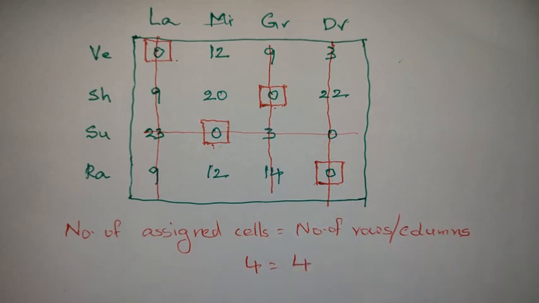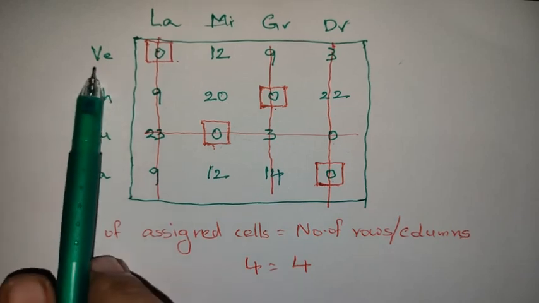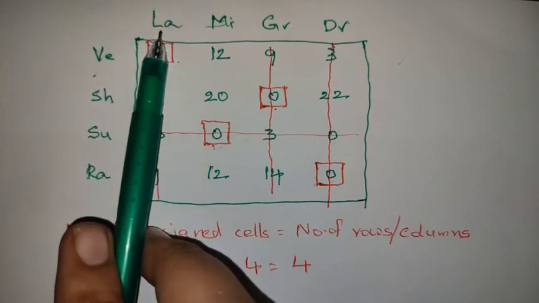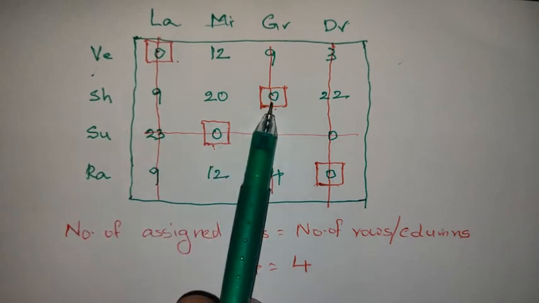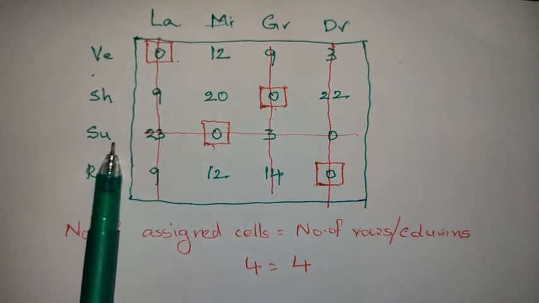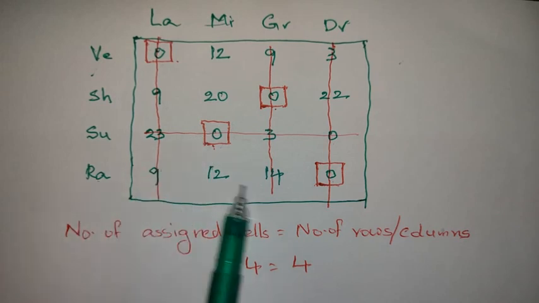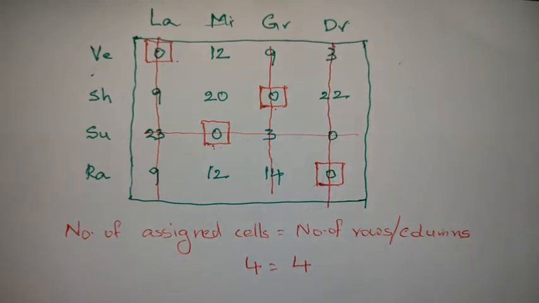Now we reach the step of finding the optimum cost. So here see that Venkat is going to be assigned to lathe machine. Shyam is going to be assigned to grinding machine. Sundar is going to be assigned to milling machine. Raju is going to be assigned to drilling machine. Right? So now write that one.